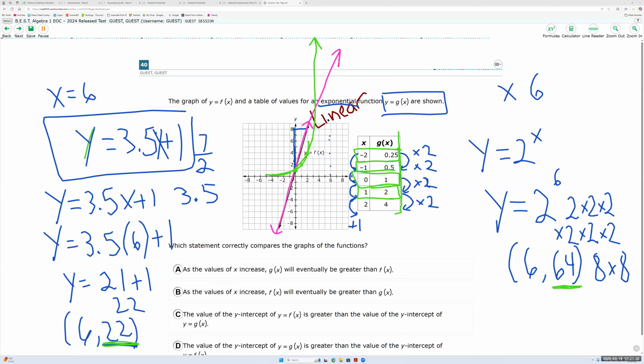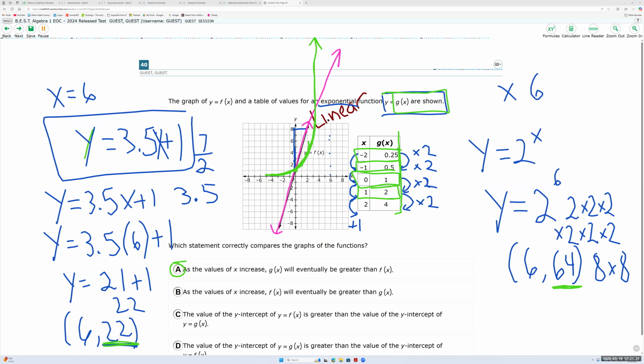The exponential function is g of x. That's the one that will eventually be greater. Right now it is lesser, equal, and then greater. All right. So the answer is A. As x goes up, the exponential function will always be greater than the linear. Always, in every question you get like this.